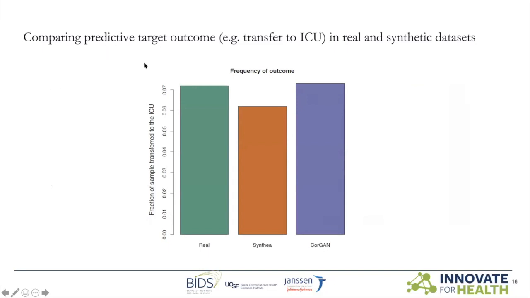So in the end, we're going to do a predictive target outcome for transfer to the ICU, and this is just to show that we can do a fairly good job of simulating the frequency of our target outcome when creating a synthetic data set. This is especially true of the CorGAN data set, but also the Synthea frequency, even though it's based on a completely separate simulation. The care map tends to map fairly well with the frequency of patients that are transferred to the ICU.